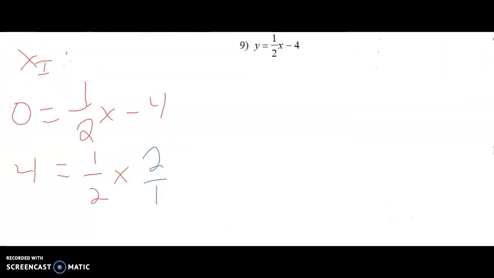Okay. Well, 2 over 1 times 4 gives me 8. And that equals x. So my ordered pair is 8, 0, my x-intercept.